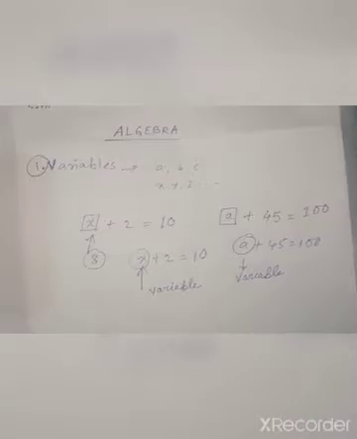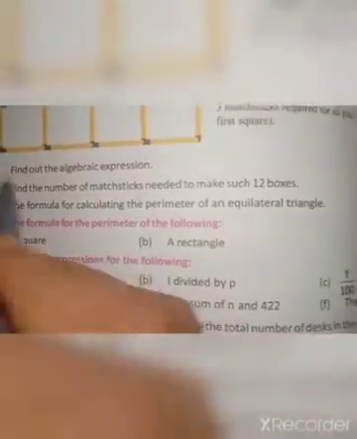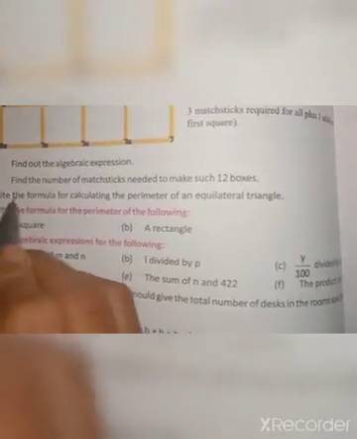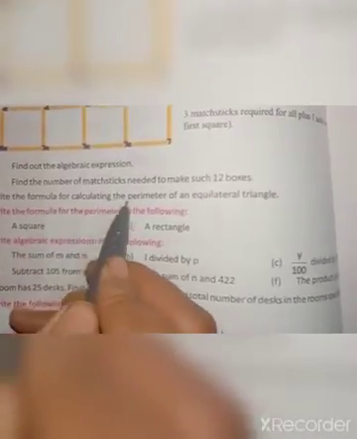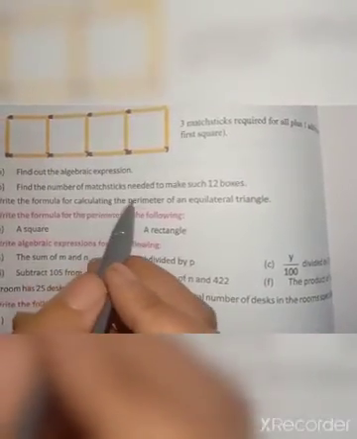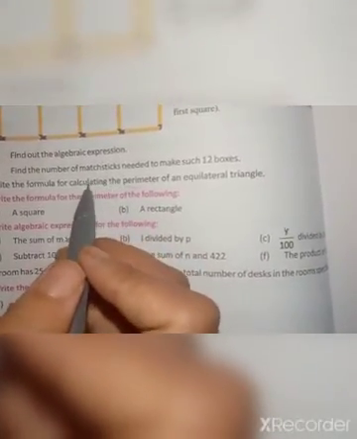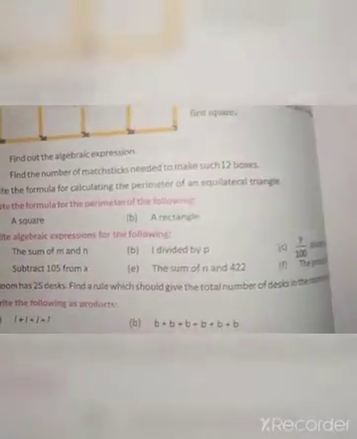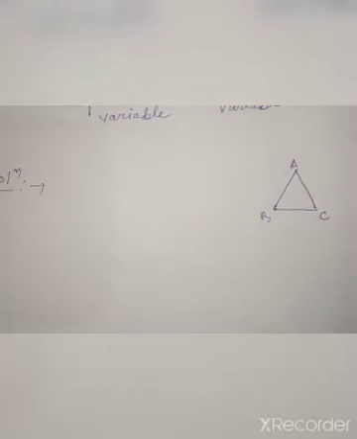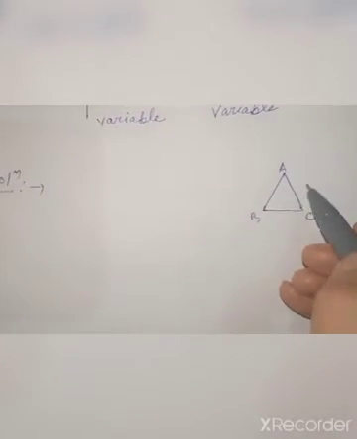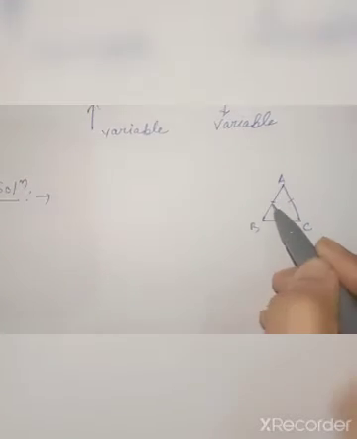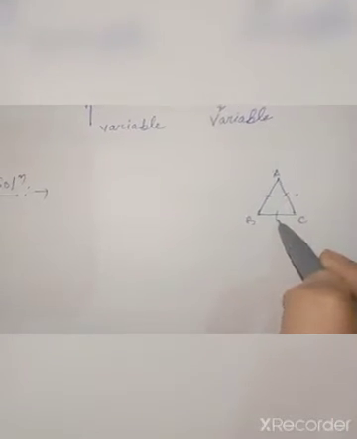Exercise 7.1. In question number 2, question number 1 is not necessary. So question number 2, write the formula for calculating the perimeter of an equilateral triangle. So perimeter of equilateral triangle, all of you have read in class 5. So I will revise again. So what is equilateral triangle? So equilateral triangle means a triangle whose all sides are equal. That means this side or this side are equal.